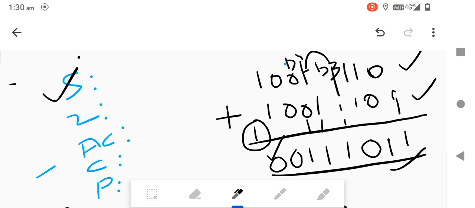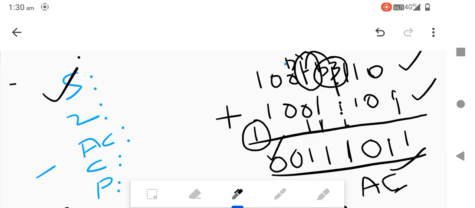Auxiliary carry flag, in the flag register. This flag is set if there is an overflow from D3 to D4. So previously we get three ones here, so 1 plus 1 plus 1 we get 1 with carry 1. So a carry is generated from the D3 to D4 bit of the accumulator. Auxiliary carry is set.